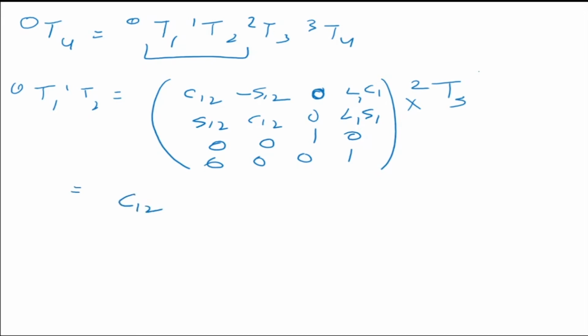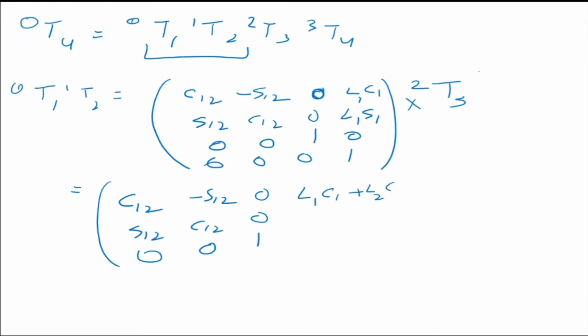cos 1 2 minus sine 1 2, sine 1 2 cos 1 2, 0 0 1 0 0, and what we get is L1 cos 1 plus L2 cos 1 2, L1 sine 1 plus L2 sine 1 2, that is 0, that is 0 0 0 1. Now, sorry, there is a D3 here. D3 is the variable.